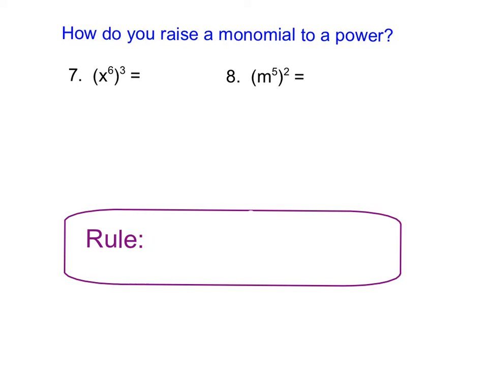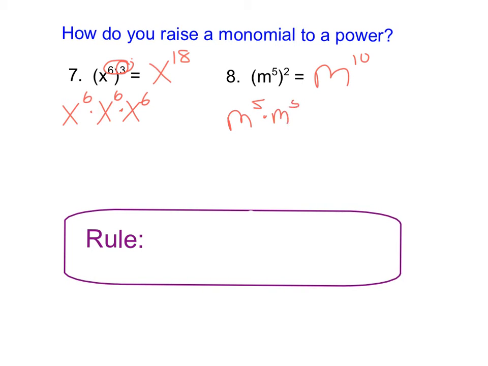All right, so now what if we had an exponent to an exponent? So remember, if we expand this out, x to the 6th to the 3rd, that means x to the 6th, 3 times. So what do we get when we add up our exponents? 18. So remember, the rule here is you really just multiply, right? So without showing any work, what would be number 8? M to the 10th. You just multiply. That's m to the 5th times m to the 5th.